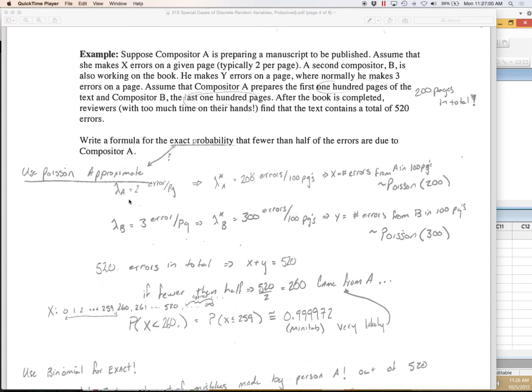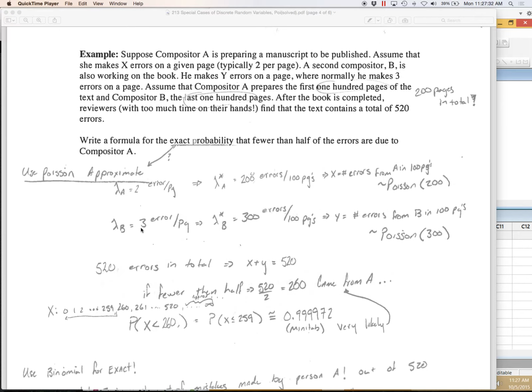Okay, so what I'm going to do here is reparameterize these two people, their error rates or their success rates, whatever you want to call them. Person A typically was said to have 2 errors per page, and here I'm just going to multiply that by 100, which would mean in 100 pages I would expect 200 errors. So I've just multiplied everything through by 100. Then X is the number of errors from A in the first 100 pages. So this will be a Poisson with lambda being 200.